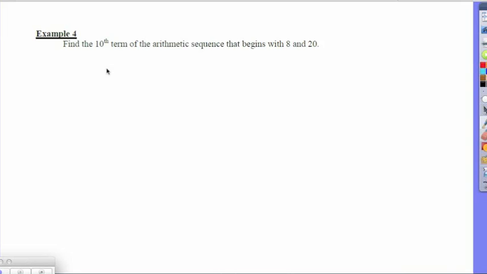All right, number 4 asks us to find the 10th term. So I'm looking for A10 of the sequence that begins with 8 and 20. If it begins with 8 and 20, that means that A1 is 8 and A2 is 20. So the difference is 12. You just find the difference between those two.